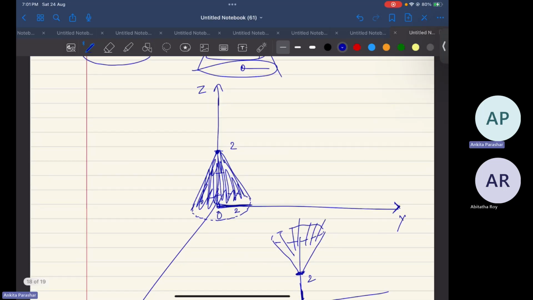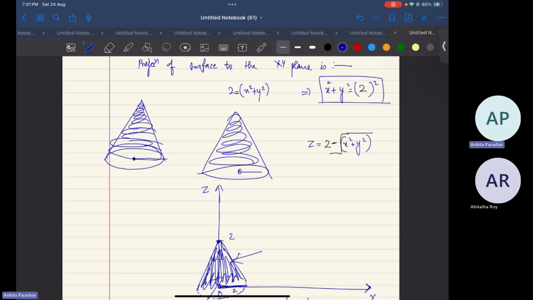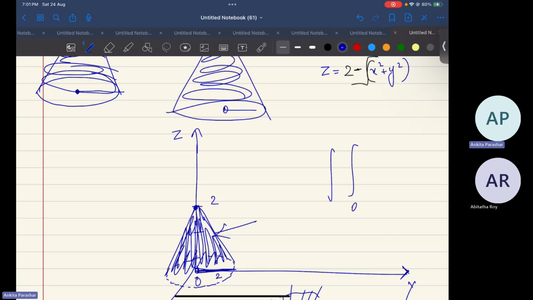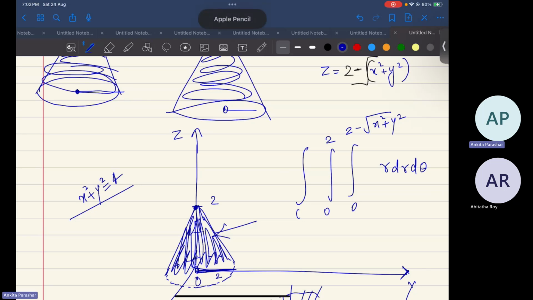All right, so looking at this graph now, it is pretty simple to write the limits, because your z is from 0 to 2 minus under root x squared plus y squared. When you project it to the xy plane, you have a circle x squared plus y squared equals 4. Now you can write the same thing we wrote earlier, r dr d theta. You have a complete circle, radius 2, theta 0 to 2 pi. The remaining part you can do.